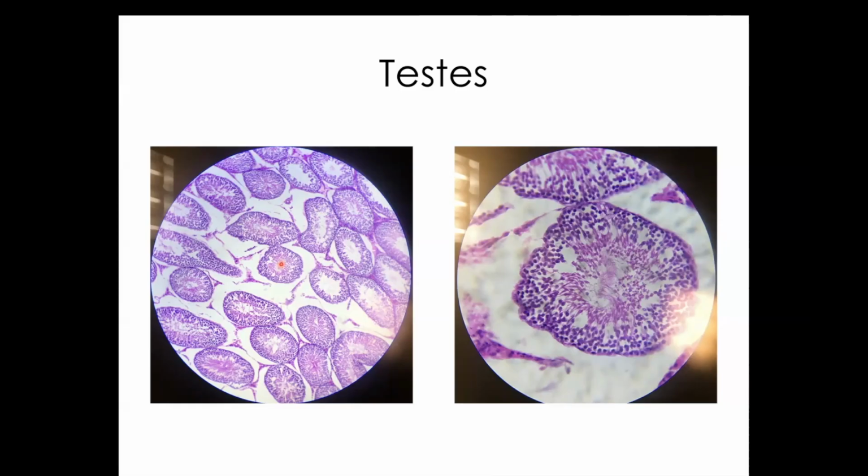Lastly, we have the testes. The main characteristic here is that the white lumen areas in here, and in here, and in here are going to be surrounded by spermatogonia and spermatocytes that will develop into mature sperm cells.